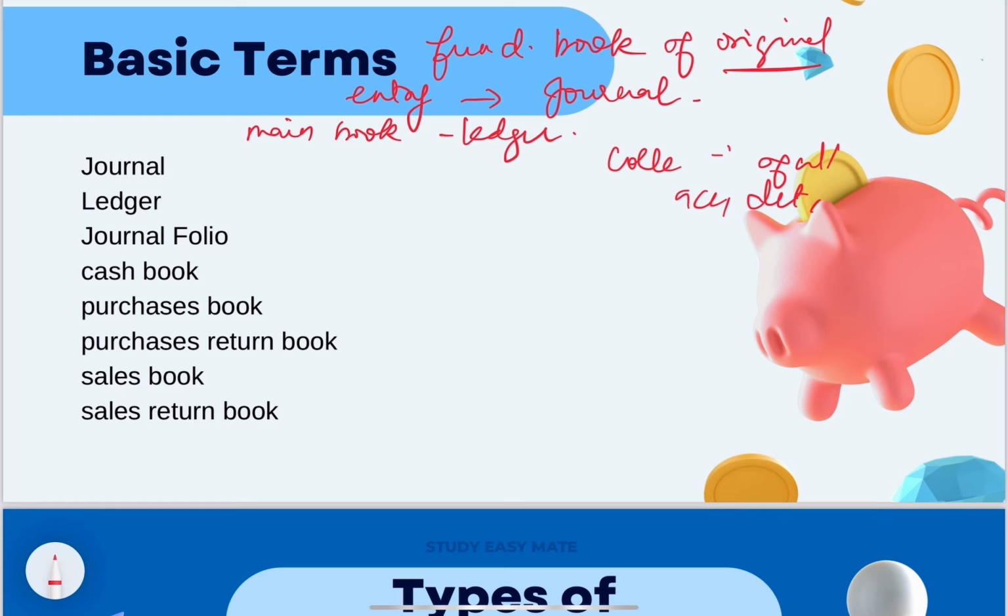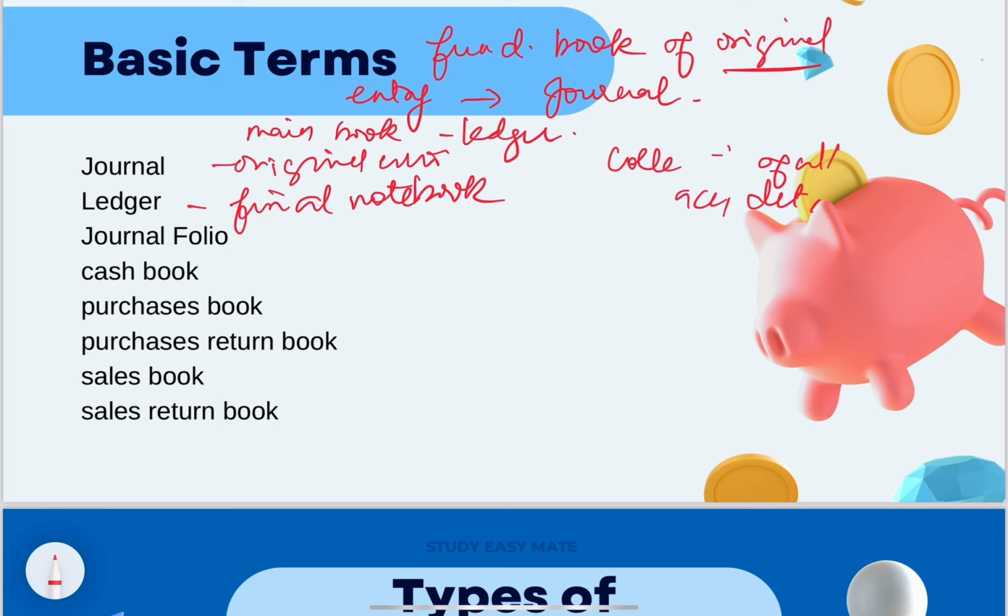All right. So this is like a final notebook. This is like a final notebook. This is like an original entry, right? So after writing all the transactions in the journal, the first book, you group them together account-wise and write them in the ledger.